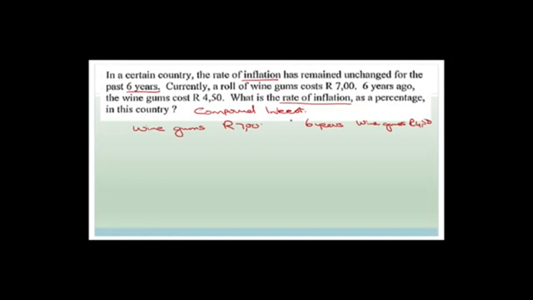Okay, so remember that this is compound interest. So what are we saying? We're saying that this rate of inflation has not changed at all. And remember that inflation is a compound interest formula because it's based on the previous year's amount of money. So we've got A is equal to P, 1 plus i to the n.